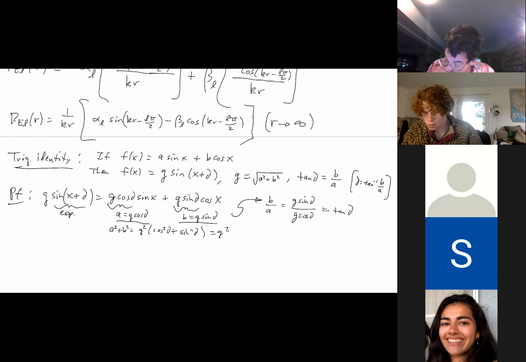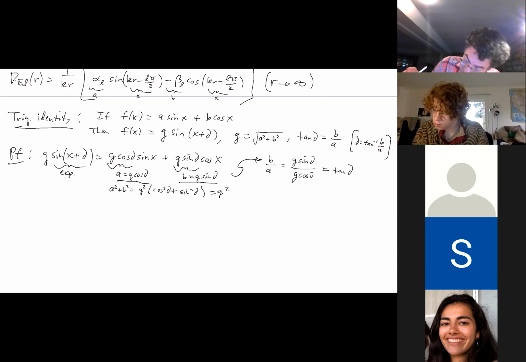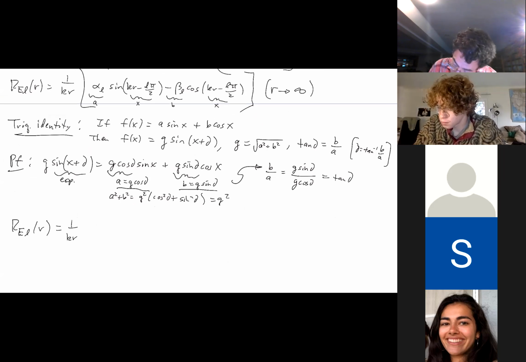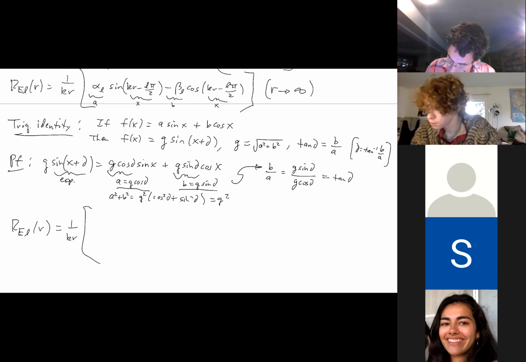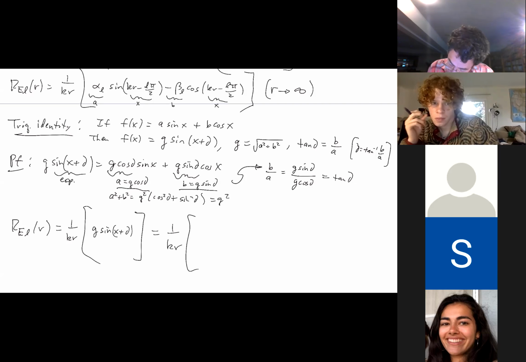And now let's use this little identity, because now we can look at our expression here. I'm going to call this A, I'm going to call this X, I'm going to call this B, and this X. I'm going to plug into this identity and say that R_L(R) is equal to 1 over KR times, basically, G times sine of X plus delta, right? 1 over KR. Okay, but now I need somebody to tell me, what is G? Somebody tell me what G is.